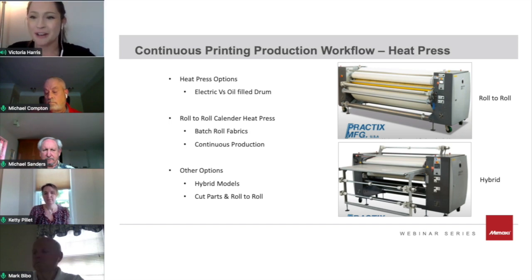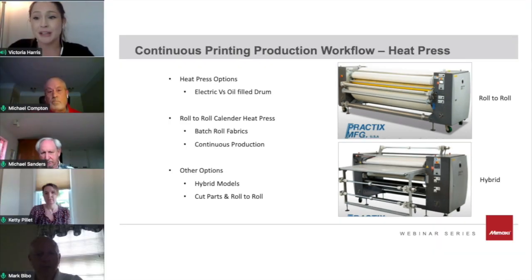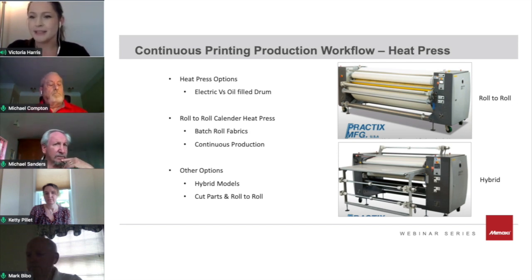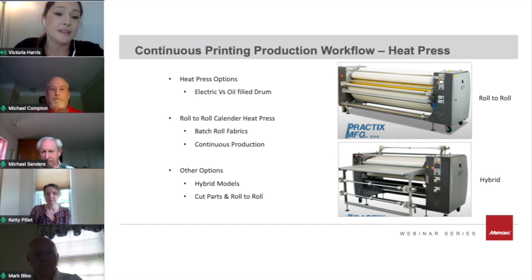So after we have printed our soft signage, we would move into the heat setting part of the workflow. So there's various types of heat presses and calendars on the market. For soft signage, you'll probably be sticking with a roll-to-roll heat press. There's also hybrid models available in the market and clamshells. Hybrid models allow you to heat set pre-cut pieces as well as roll-to-roll, but that could be used more for the apparel market, but just to make you aware of what's available. So the roll-to-roll calendar heat presses are great for continuous production and for soft signage.